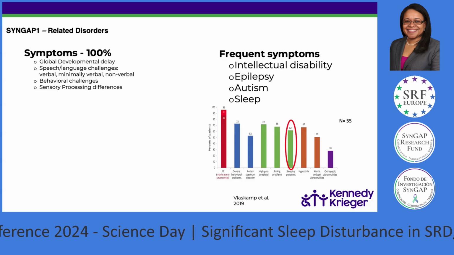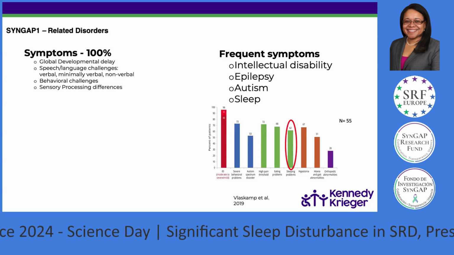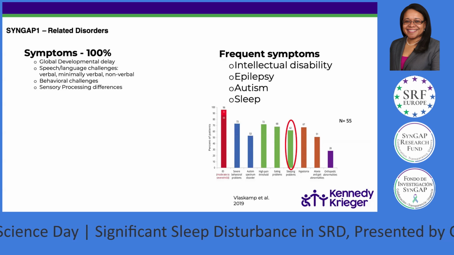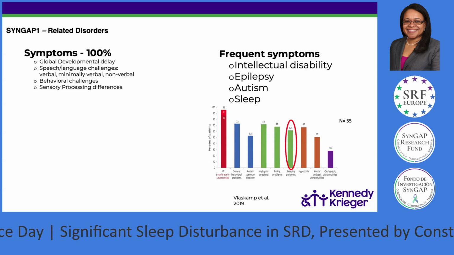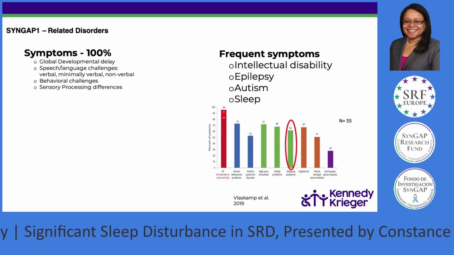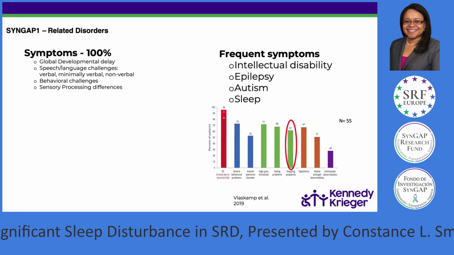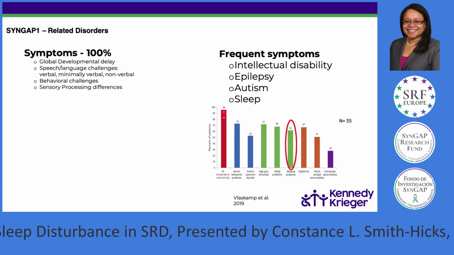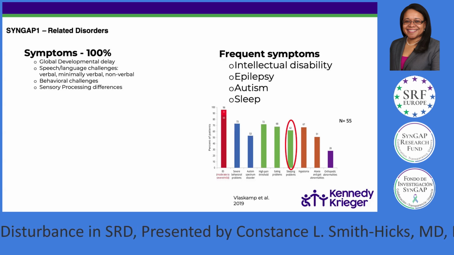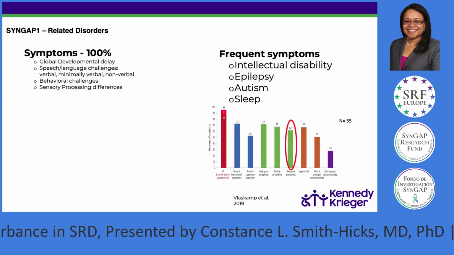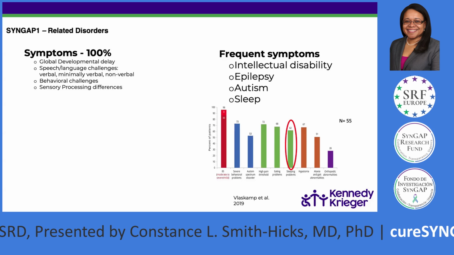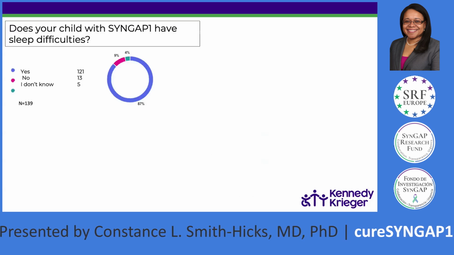Global developmental delay, behavior, and sensory processing challenges are common in individuals with Syngap 1. So we see that in about 100% of individuals. And in an earlier paper from Vasclamp's group, we saw that intellectual disability, epilepsy, autism, and sleep have varying frequencies, with sleep being seen in about 62% of individuals.